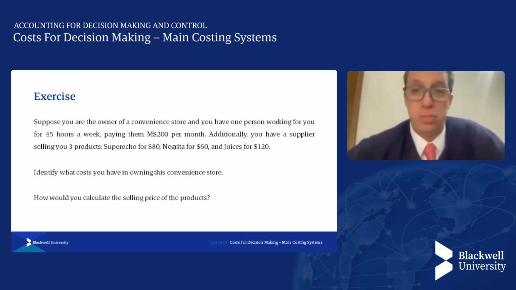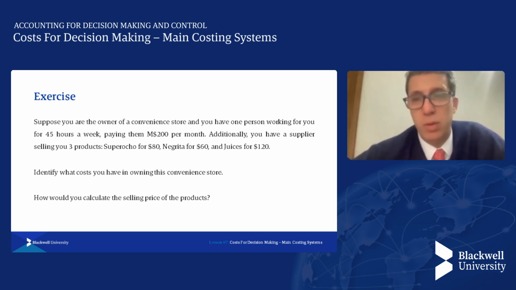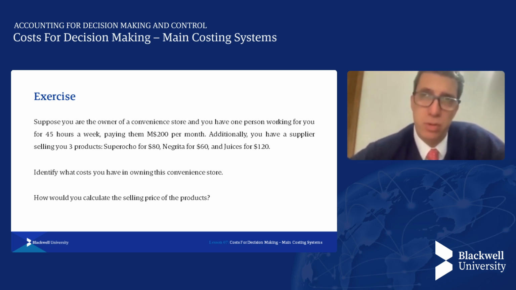What is my cost to produce a good? Or what is my cost to sell or distribute a certain good? And that is what we will be talking about in this chapter.